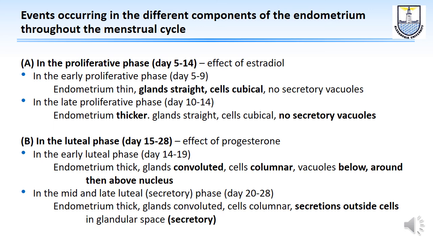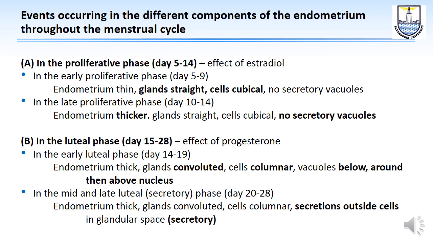When the luteal phase starts and progesterone is secreted, the effect of progesterone starts. In the early luteal phase, the endometrium is still thick, the glands start to become convoluted, the cells become columnar, and the vacuoles appear. At the beginning, they are below the nucleus, say day 15, 16. Then on days 17, 18, they are around the nucleus. From day 18, 19, they are above the nucleus, about to burst into the cavity of the gland.